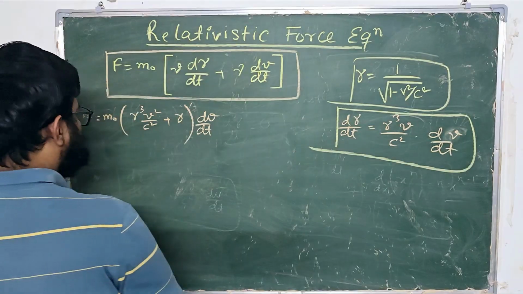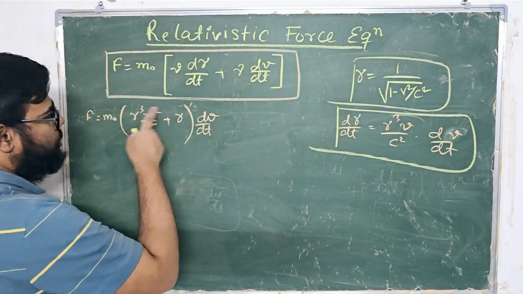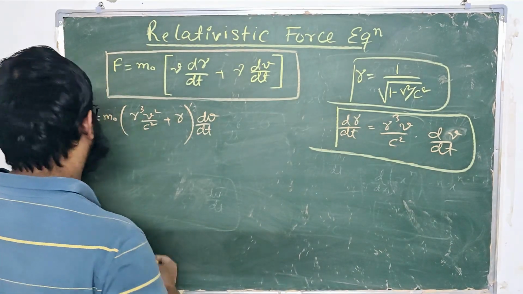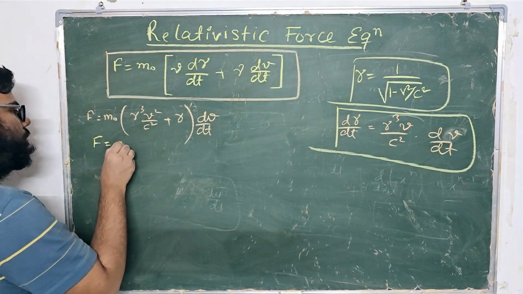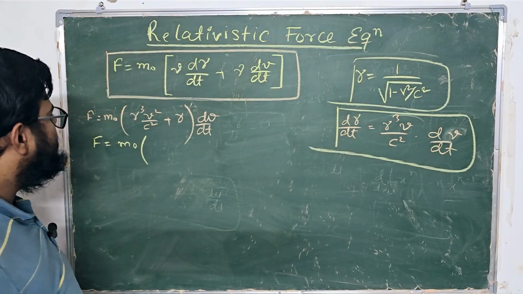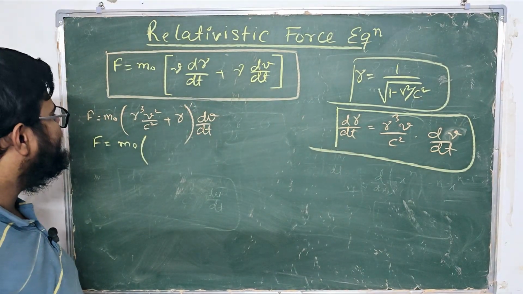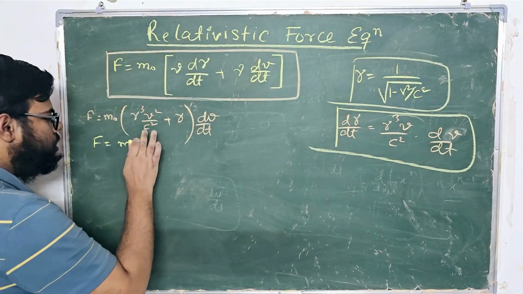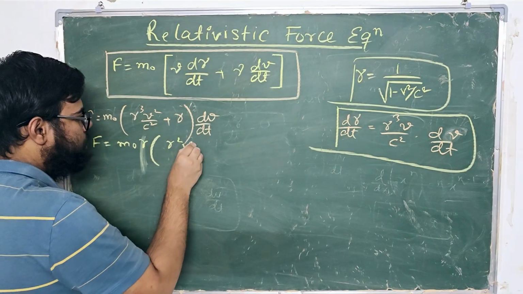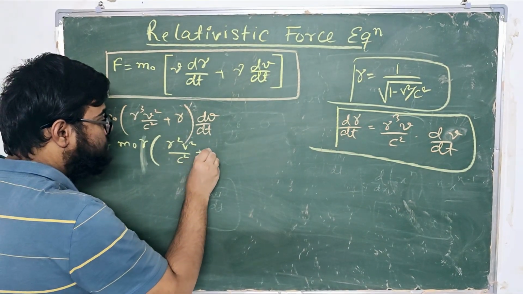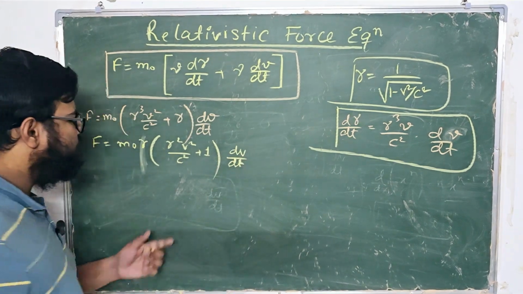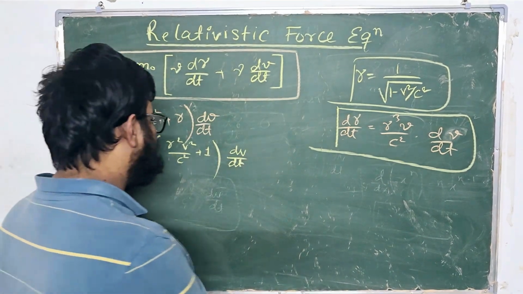So we have this expression now. So F is m naught. Now, how can you simplify it? Well, that's the biggest question now. So you can take gamma also common. When you take gamma as common, you'll get gamma square v square by c square plus 1 times dv by dt, right? Now let's simplify this expression. Let's see what we get.